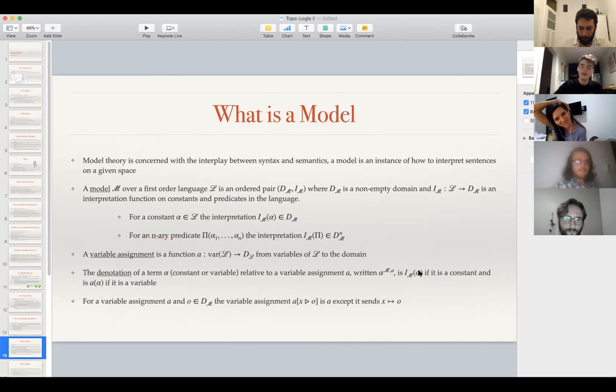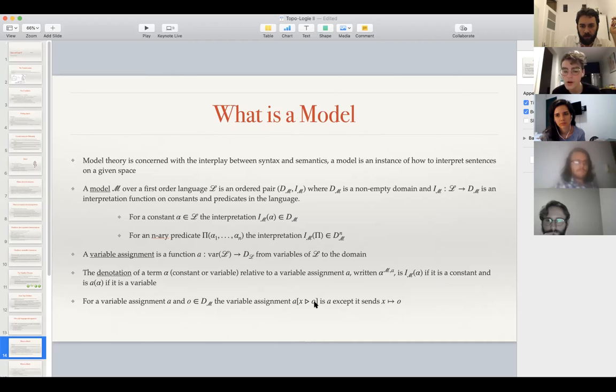Okay. And then if alpha is a constant, then you just plug it into the interpretation function and see what comes out. And this last little piece of notation, if I have a variable assignment A, this little symbol saying X triangle O is just going to say I'm going to replace X with O. It's just changing one thing.